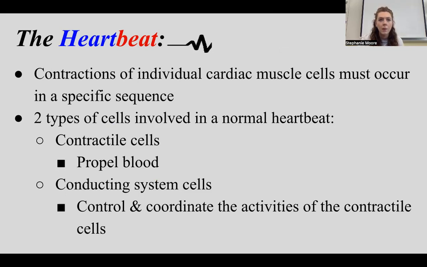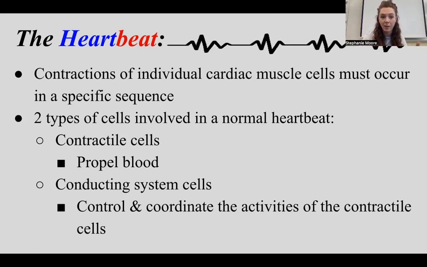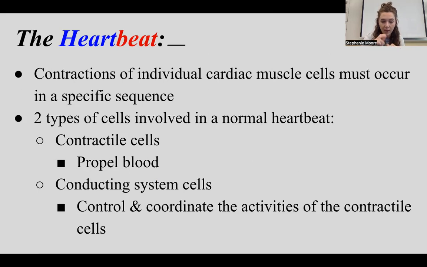So in class, I came up with a ton of different analogies, and the one that finally stuck is that we have a coach and then we have our players. The coach controls and coordinates things, and the players actually play the game. In the heart, the conducting system cells coordinate that electrical movement, and the contractile cells do the mechanics of the pumping.